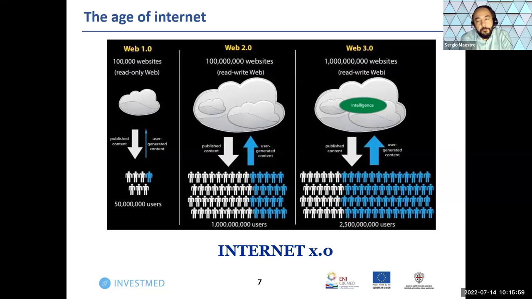And finally, the web 3.0 is the last type of internet that we are talking about. I know that we are talking also about web 4.0, but it's just starting to be defined. But the web 3.0, as you see, the part of the content generated by the final users is even bigger than the content published by the companies. It's a more democratic web where the user has the power and where the users start collaborating and start generating content.